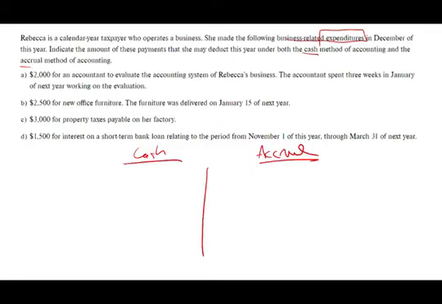A is Rebecca paid $2,000 to an accountant to evaluate the accounting system of Rebecca's business. The accountant spent 3 weeks in January of the next year working on the evaluation. Let's start with cash. Easy. I paid $2,000. I can deduct $2,000. Accrual. What should I do here? Well, this is basically a general business deduction. I paid for, this is consultancy, or I'm not sure what you want to call it.